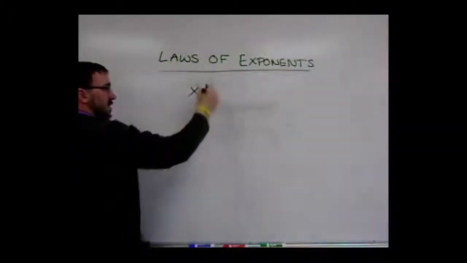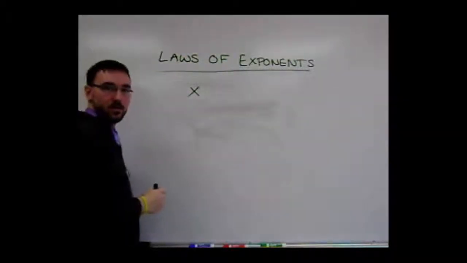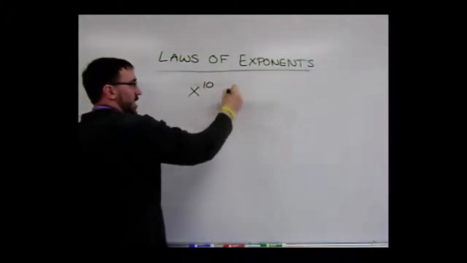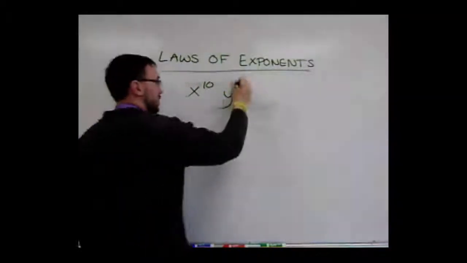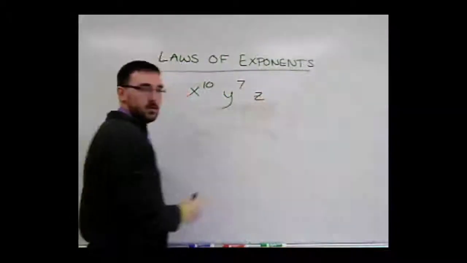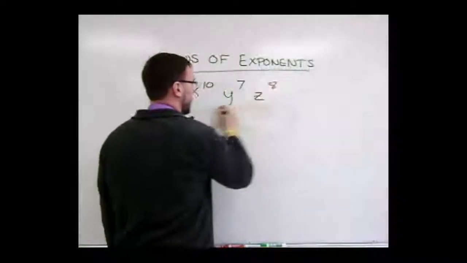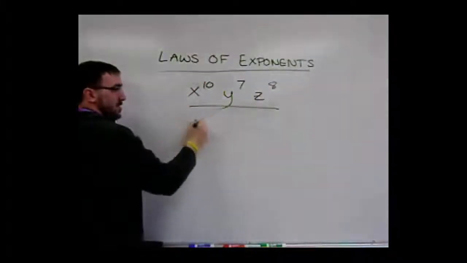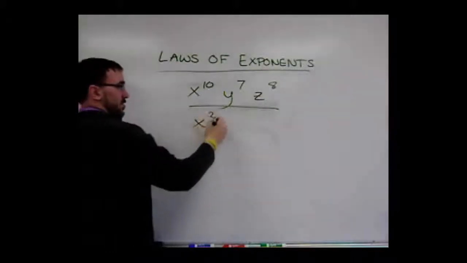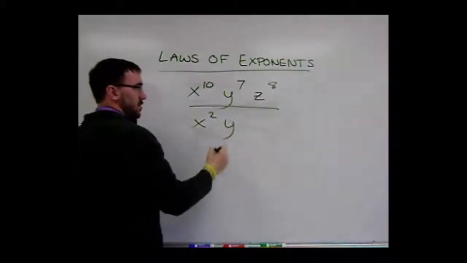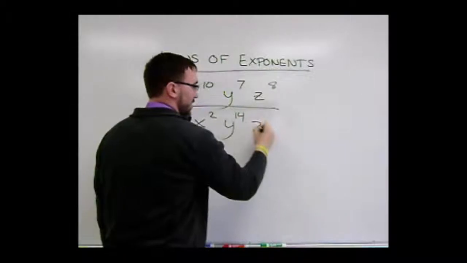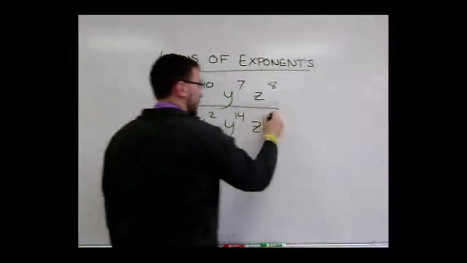Okay, x to the, give me a number. 10. Okay, y to the 14th. 7th, z to the 8th, 14th, over x to the 12. Okay, y to the 14th, z to the 5th. All right, we'll go with 5th.